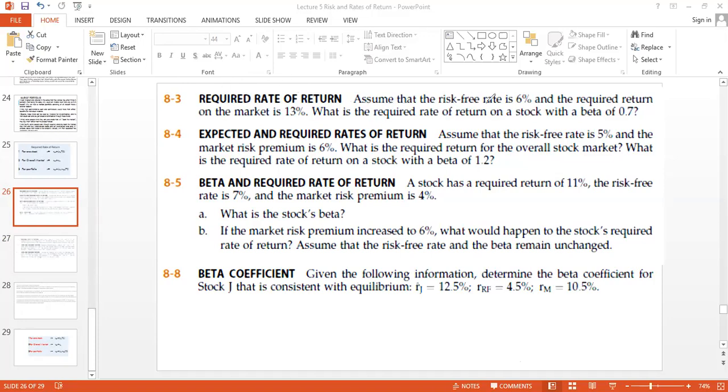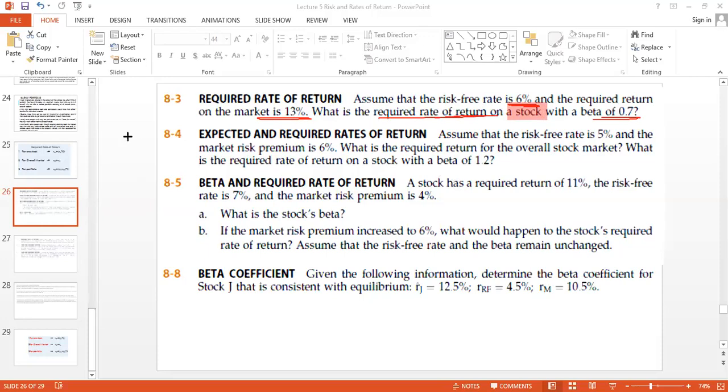Assume that the risk-free rate is 6% and the required return on the market is 13%. What is the required rate of return on a stock with a beta of 0.7? So we have risk-free rate of return 6% and required return on market, that is market return, is 13%, and the beta is 0.7. And what is required? The important thing is: what is the required rate of return on a stock? We are talking about a particular stock, any one stock.